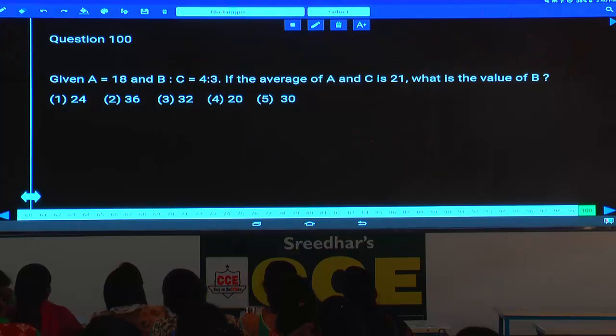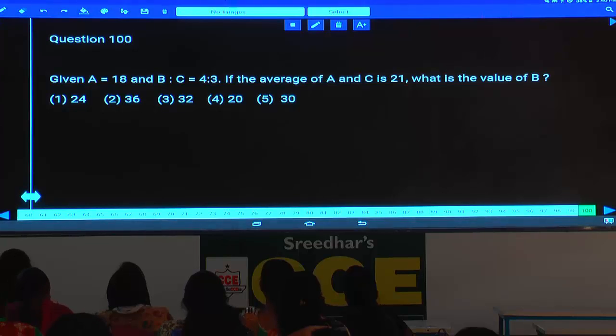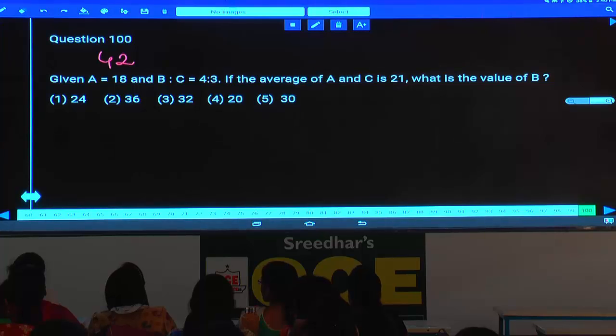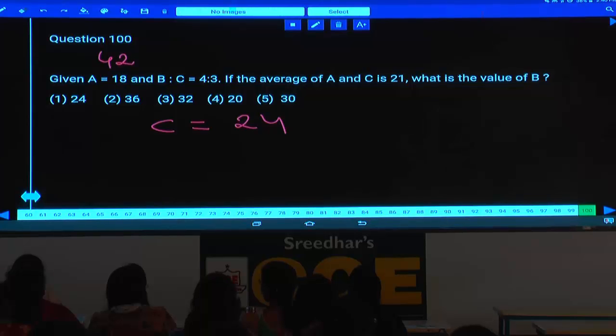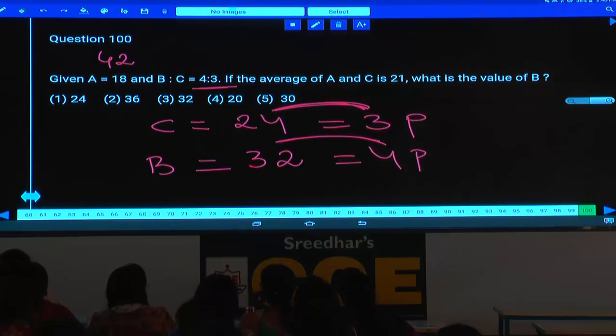Next. Given A is equal to 18, B and C is 4:3. If the average of A and C is 21, what is the value of B? If the average of A and C, that means two numbers, is 21, then what about the sum? Out of 42, A value is 18, then C value must be the difference of 42 and 18, which is equal to 24. And from the ratio, C is equal to 3 parts. Yes or no? And you know B is equal to how many parts? 4. 3 parts is 24, so 4 parts is 8 times 4, 32. Yes?